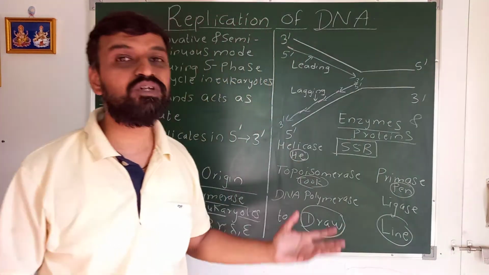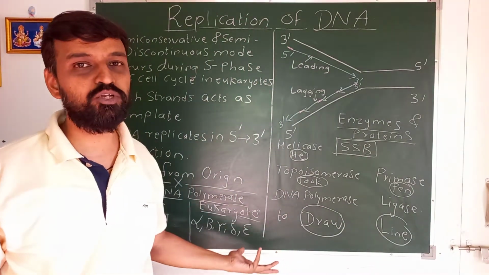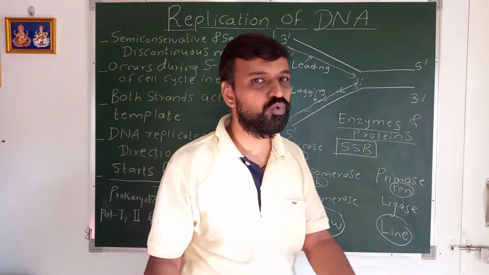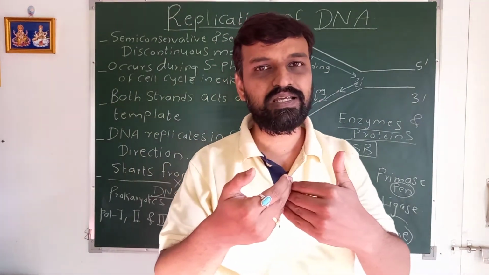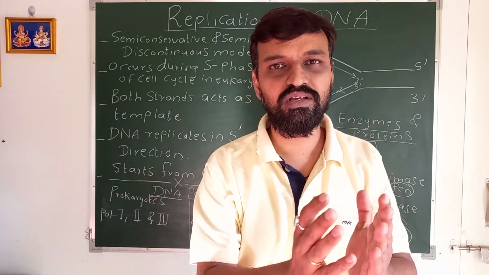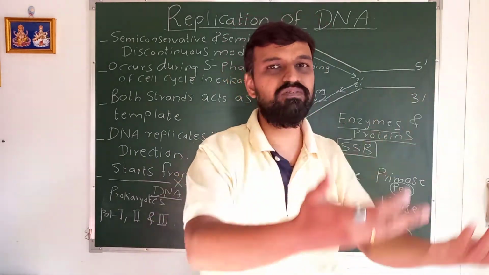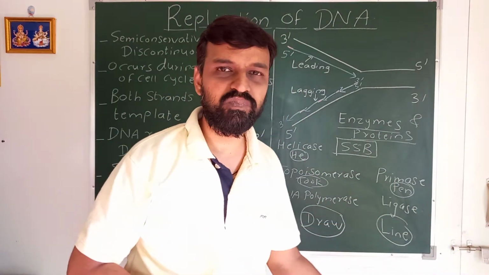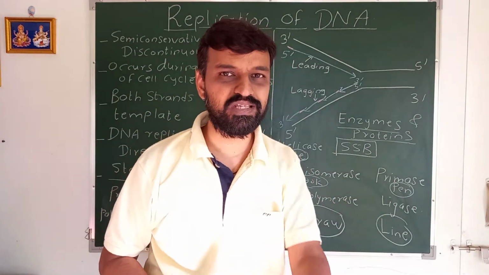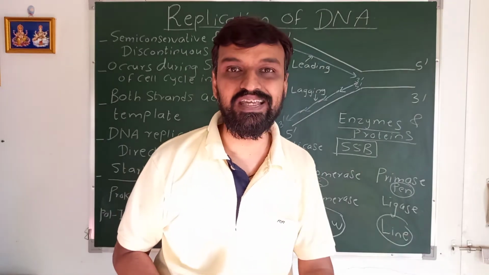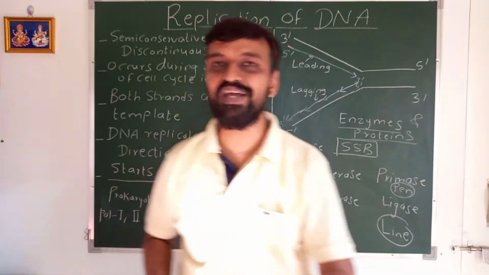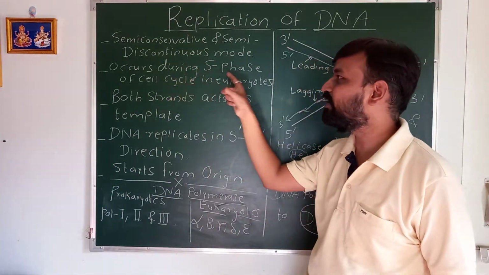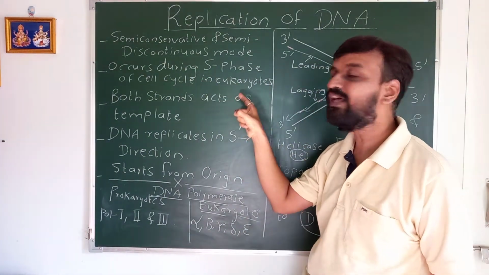So guys, what is the need of it? First of all, you must be thinking, what is the need of replication of the DNA? You know, when a cell divides, the cell has to give the same copy of its genetic material to its progeny, and hence the cell has to replicate its DNA first. So yes guys, that's why I have written over here, it occurs during the S phase of the cell cycle in eukaryotes.